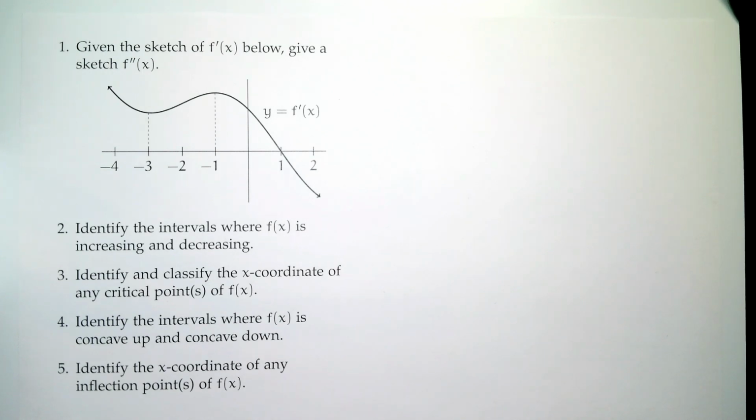Given the sketch of f prime of x below, give a sketch of f double prime of x. So we have the curve f prime. When we did this exam, we said it explicitly like three times: this is the derivative, this is the derivative, this is the derivative. Students didn't quite pick up on that, but hopefully we can understand that that prime means it's the derivative.